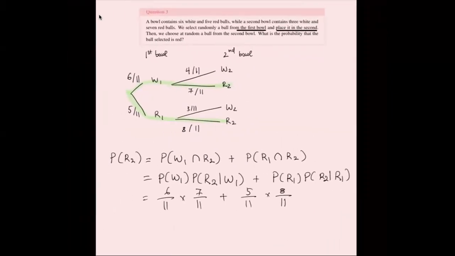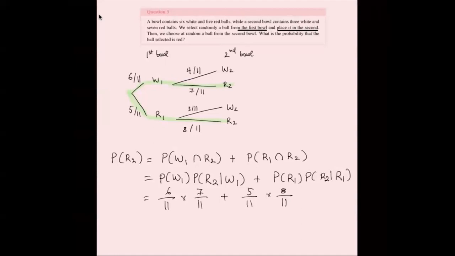And then you will use your calculator to calculate the final answer. Just plug it into the calculator: 6 times (7/11)² plus 5 times (8/11)². It should give you some probability between 0 and 1. Okay, I see someone has it here, 0.677.